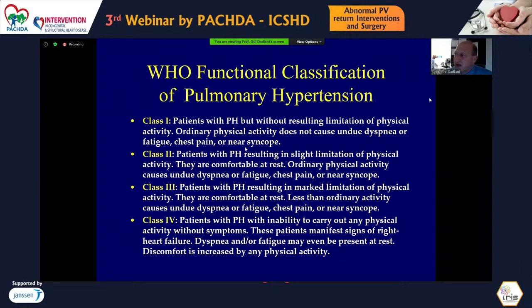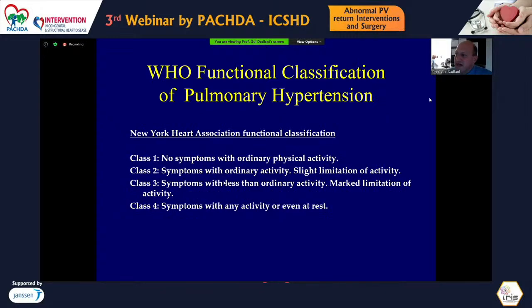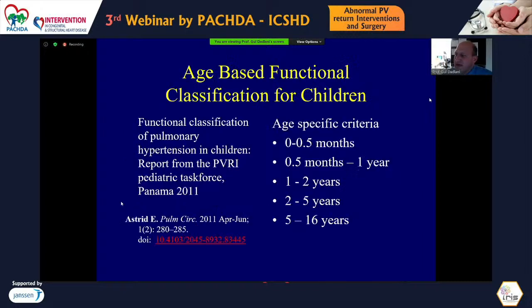The World Health Organization has classifications for pulmonary hypertension, class 1, 2, 3, and 4, similar to the New York Heart Association classification for heart failure symptoms. There are also age-related classification for pulmonary hypertension symptoms that one can look at. And the reference is here on the bottom for you. They break down the classification by age: less than 6 months, between 6 months and a year, 1 to 2, 2 to 5, and then 5 to 16.